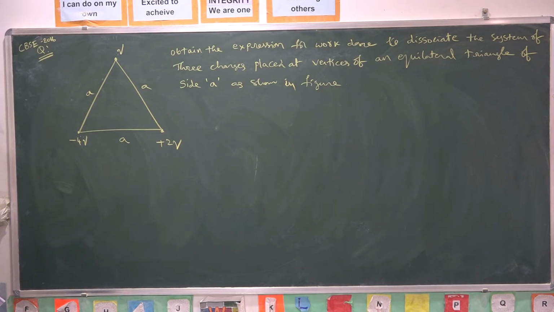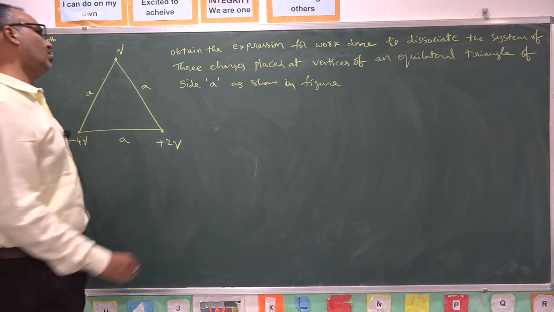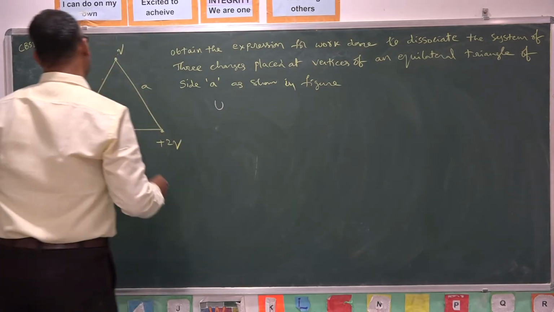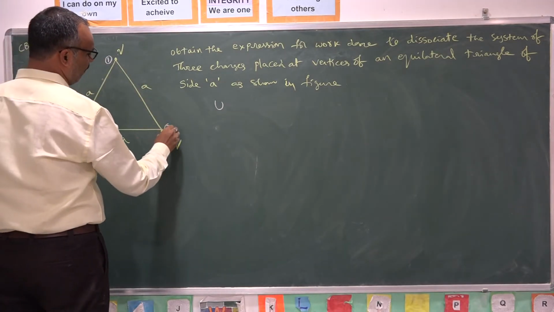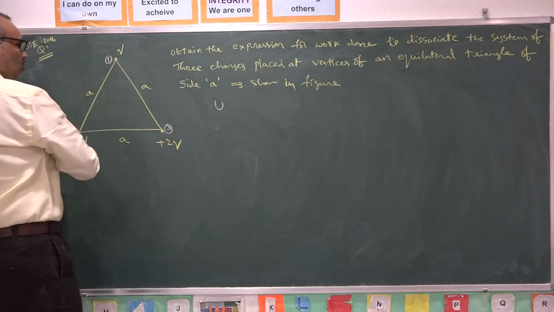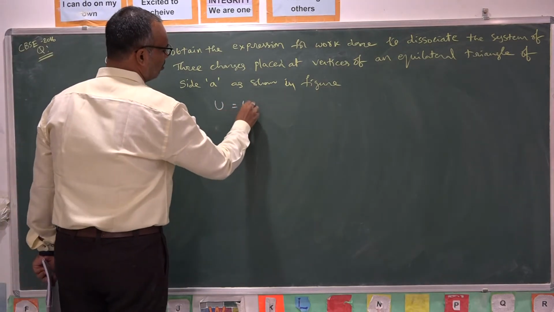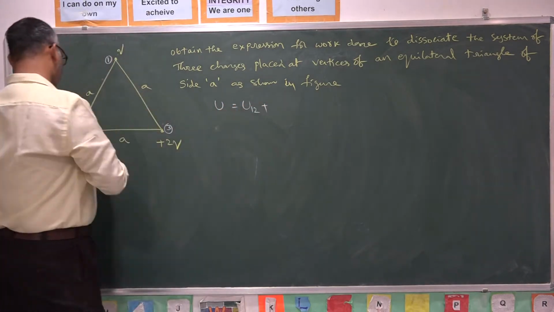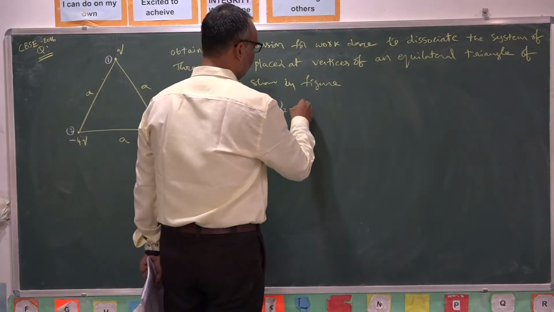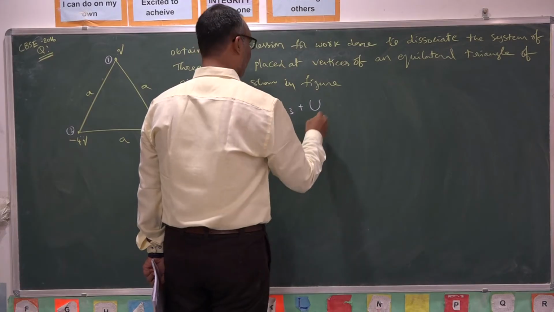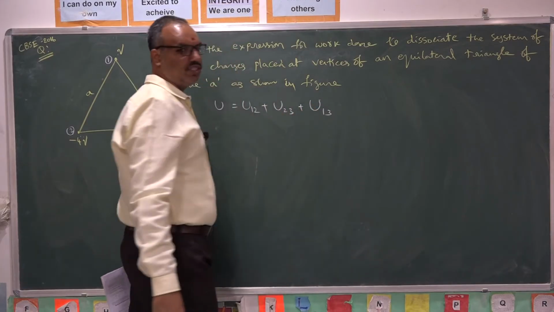So now if I want to find the total energy of the system, let me take this as 1, 2, 3. Okay, 1 and 2, they are providing some energy to the system. 2 and 3, they are providing some energy to the system. 1 and 3, they are providing some energy to the system.